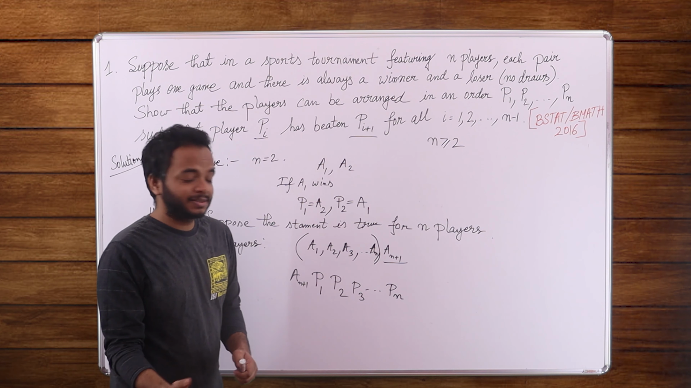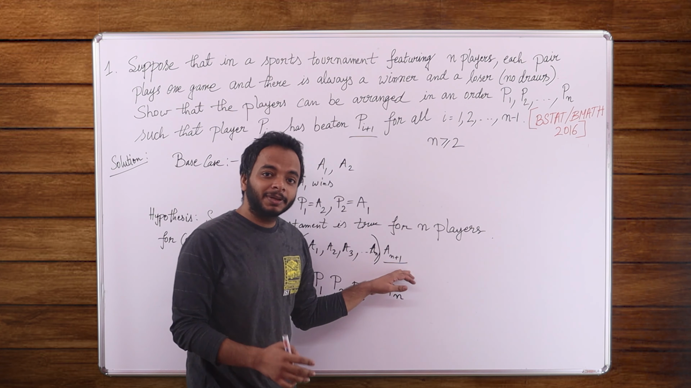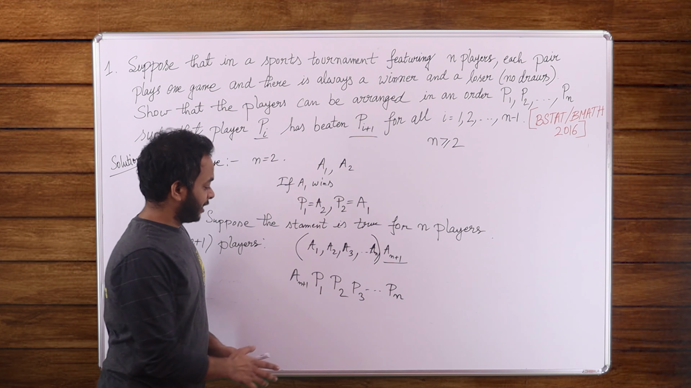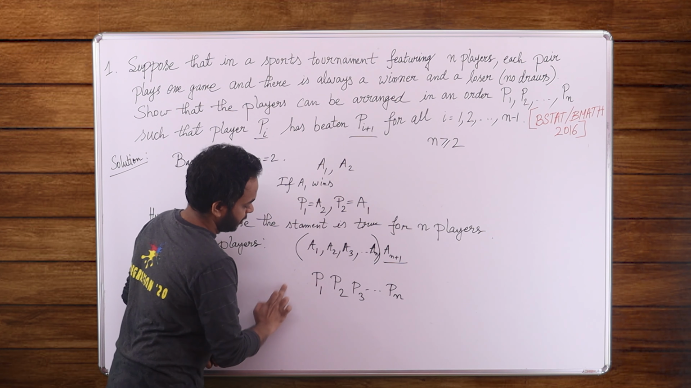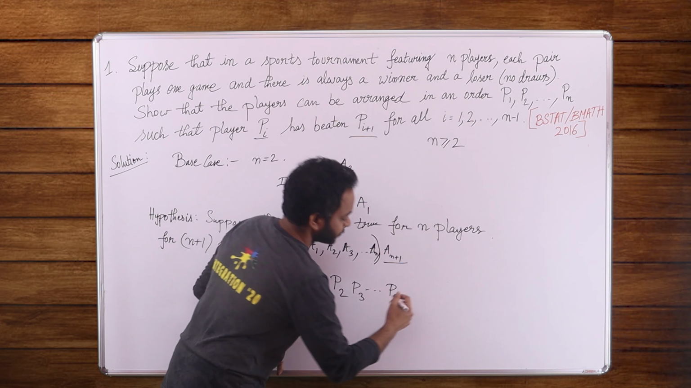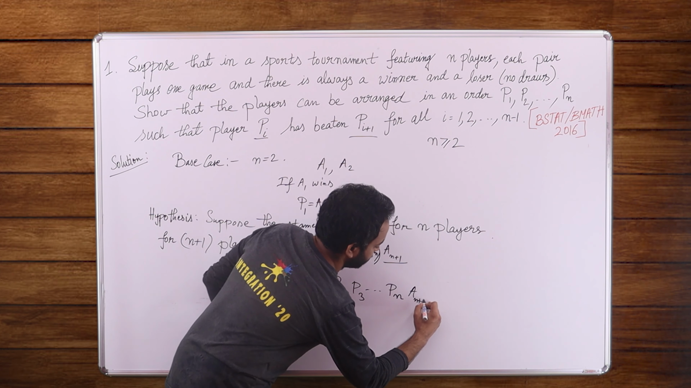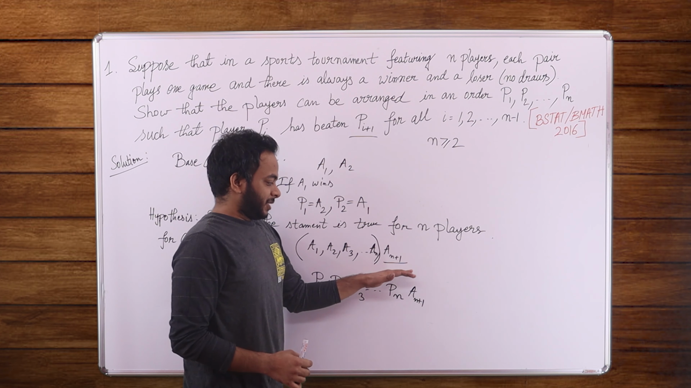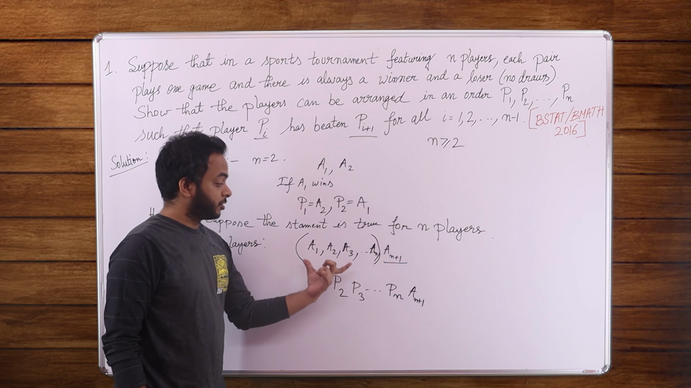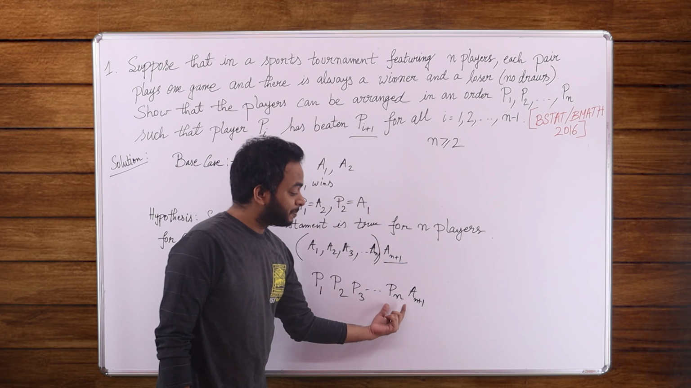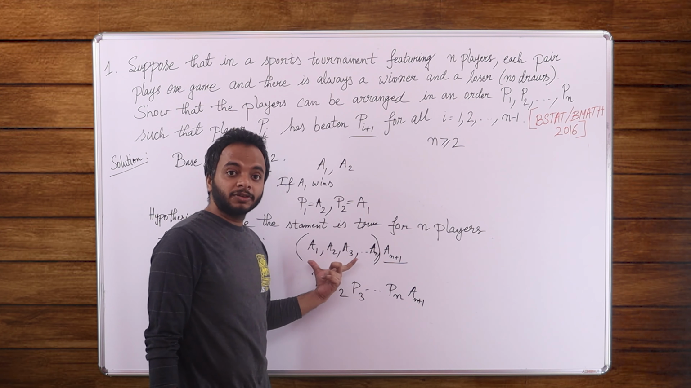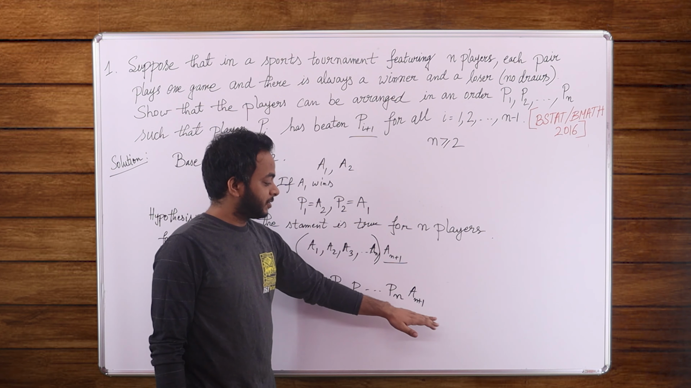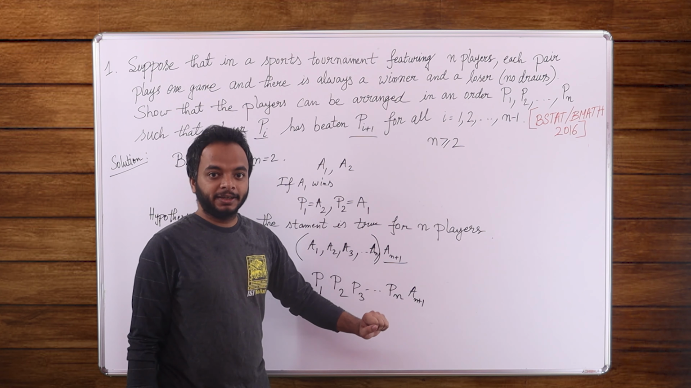The other trivial case is that the n plus 1th player has lost to all the other players. Then I can put A n plus 1 at the very end, because whoever Pn is, that player has also defeated A n plus 1, and so I can just put A n plus 1 at the very end.